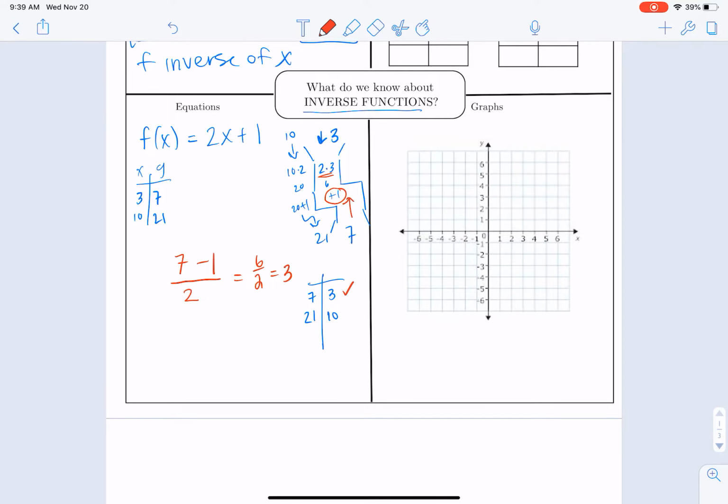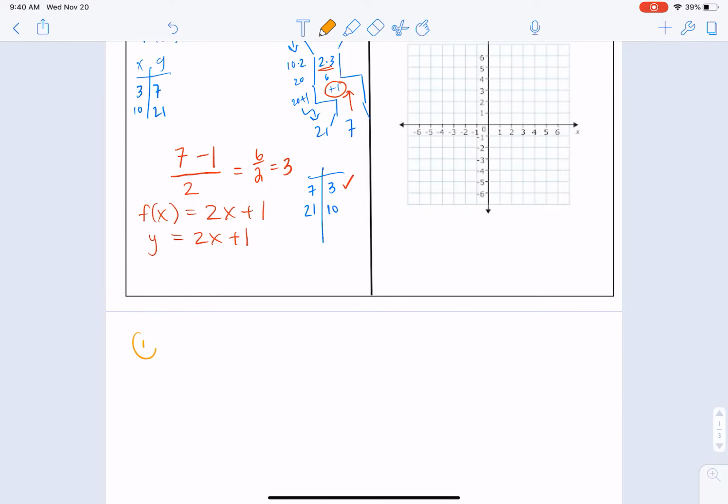So the algebraic way of going about this, and the way where this will always work, is if I have f of x is equal to 2x plus 1, I want to replace my f of x with a y, just so it's a little bit easier to work with. Then what I'll do is I'll write some steps down here. Step 1, swap x and y. So I'll say x is equal to 2y plus 1. My second step is solve for y.